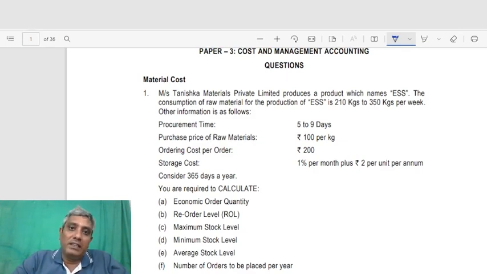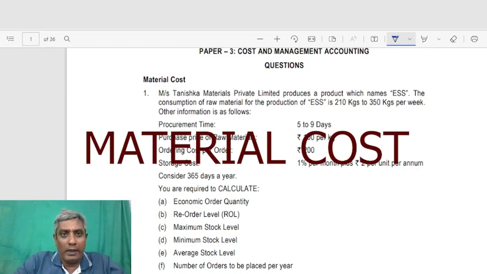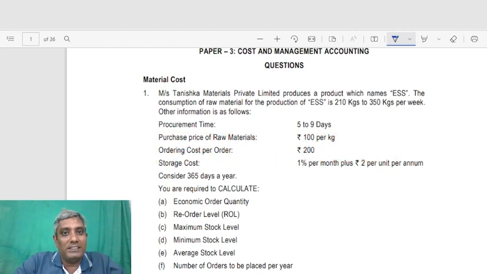Now, in this lecture today, we will discuss the Cost and Management Accounting RTP questions, November 2022. Quickly, we will go through the questions and answers, and I will try to summarize certain concepts also apart from this. Great. Now, let us go through the question first.